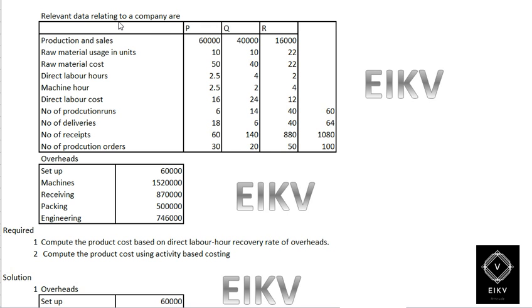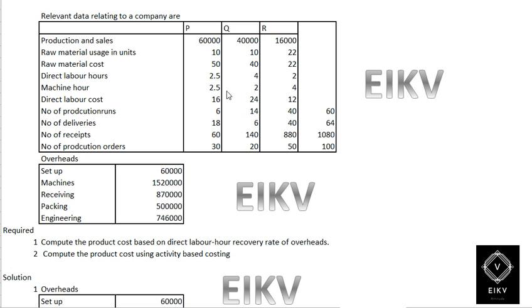In this illustration, relevant data related to the company are given. The products are P, Q and R. Production and sales are 40,000, 60,000, 40,000 and 16,000. Raw material usage in units: 10, 10 and 22. Raw material cost per unit: 50, 40, 22. Direct labor hours: 2.5, 4 and 2.